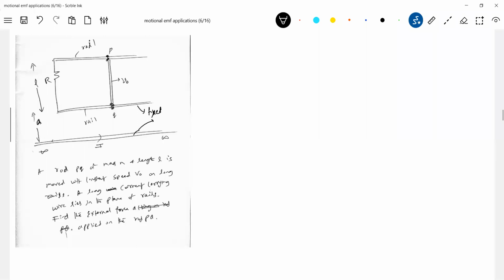Now look, here we are moving the rod in the field of a long wire. Till now what happened? We confined ourselves to the uniform magnetic field. So here we are going to jump into a new case, the motional EMF where B will be variable. The magnetic field will be non-uniform. And one best example is the field produced by a long wire, which is a non-uniform magnetic field.